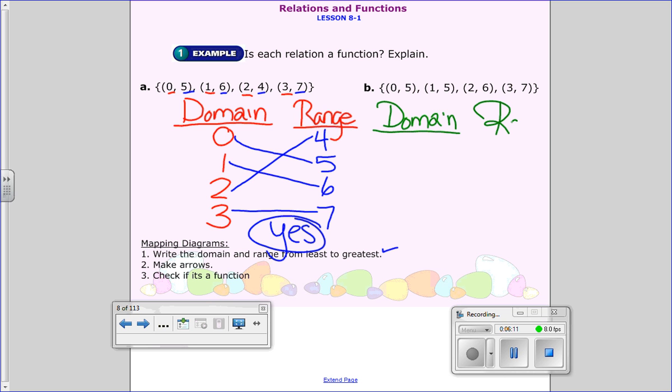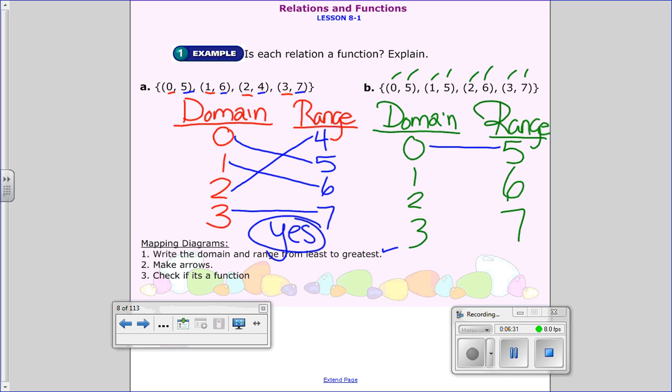So domain, range. So my x values, I have 0, 1, 2, and 3. In my range, I have 5, 5, 6, 7. Again, even though they have 5 written down twice, you only write it the once. So 5, 6, 7. Now I go ahead and make my arrows. 0 goes to 5, 1 goes to 5, 2 goes to 6, 3 goes to 7. So now I take a look again and I see, does each x value go to only one y? So 0 goes to 5, 1 goes to 5, 2 goes to 6, and 3 goes to 7.